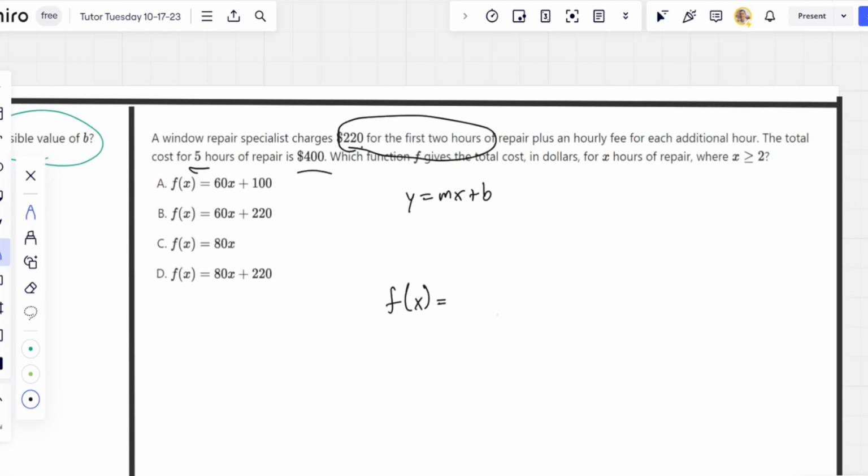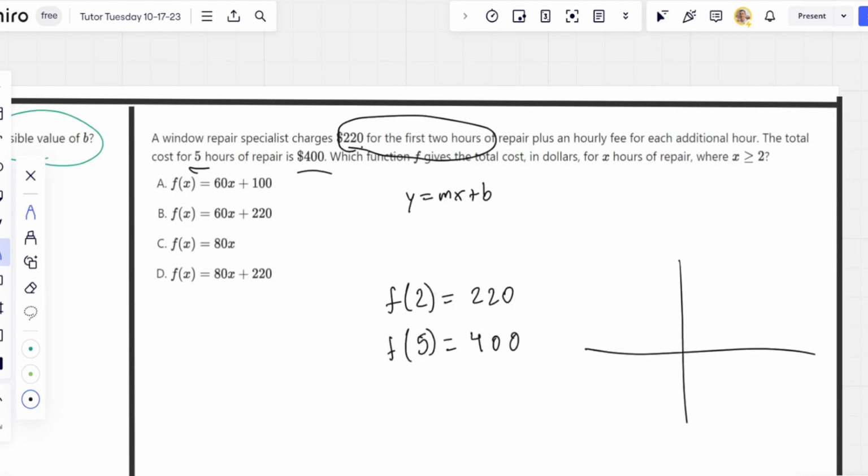What I'll say is we want f of, let's write a couple equations here. The function where x equals 2 should equal 220. The function where x equals 5 should equal 400. We can visualize this to see what's really going on here.